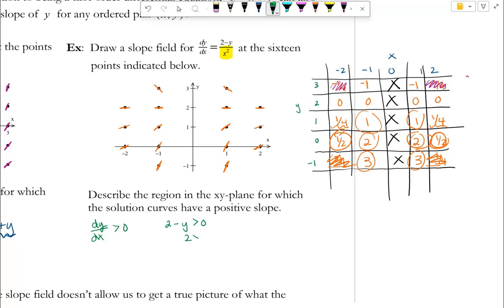So that means 2 minus y has to be greater than 0. If I add y to both sides, 2 is greater than y, meaning that y has to be less than 2. So again, I can confirm that when y is less than 2 in my slope field, I'm going to have a positive slope. However, my answer is incomplete because in addition to y being less than 2, x cannot be equal to 0. These are two things that both must be true for me to have a positive slope, because if y is 2 but x is 0, technically dy dx is not going to be defined there.